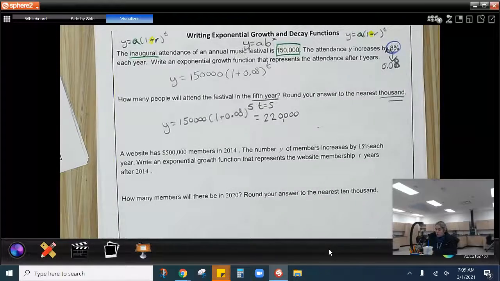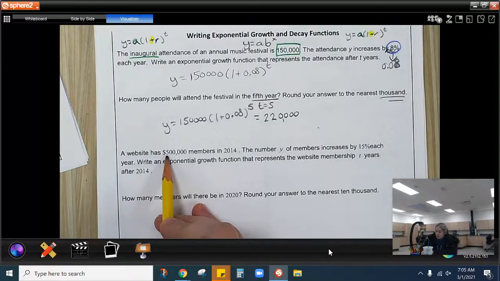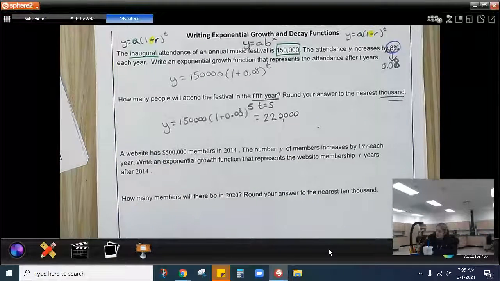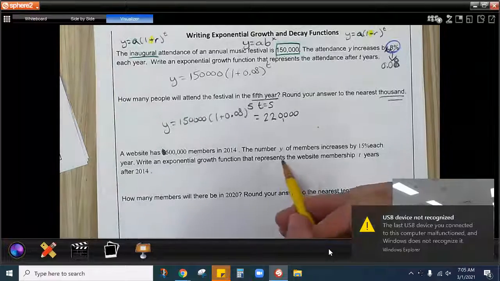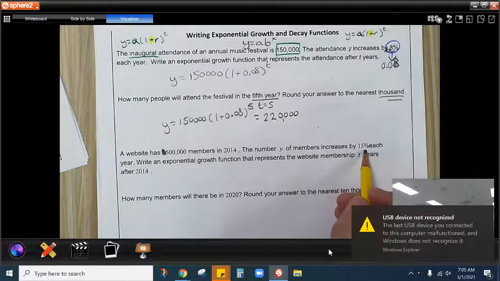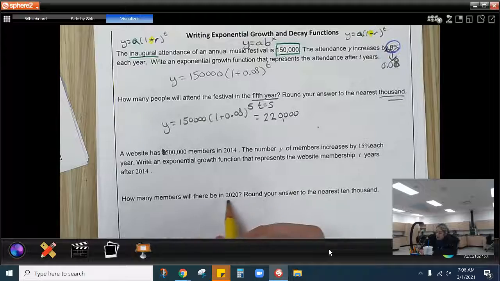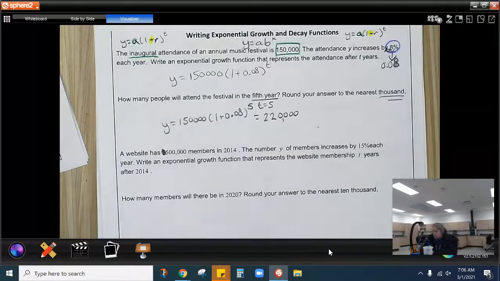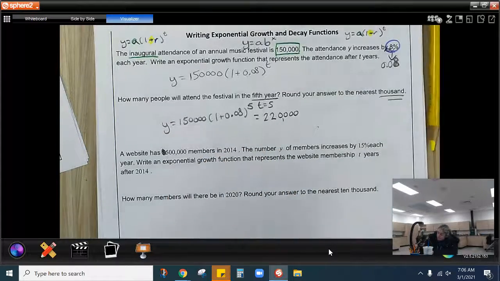All right, next question here. A website has 500,000 members in 2014. Okay, I think this is a typo. My bad. The number Y of members increases by 15% each year. Write an exponential growth function that represents the website membership T years after 2014. How many members will there be in 2020? Round your answer to the nearest 10,000.